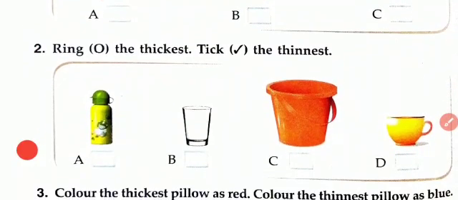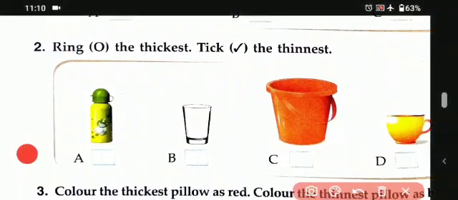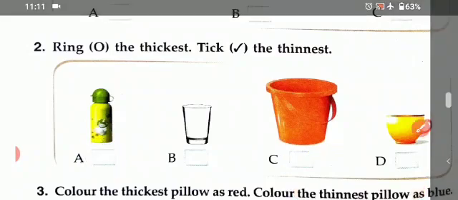So now we will do another one: ring the thickest and tick the thinnest one. So which is the thickest one? The bucket, which we can see here, is the thickest one. And which is the thinnest one? This is the bottle, what we can see here. Okay, you have to ring it like this.